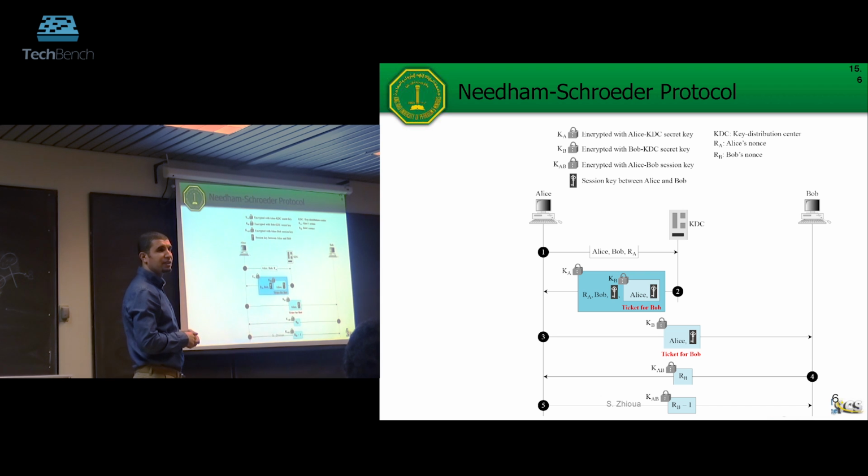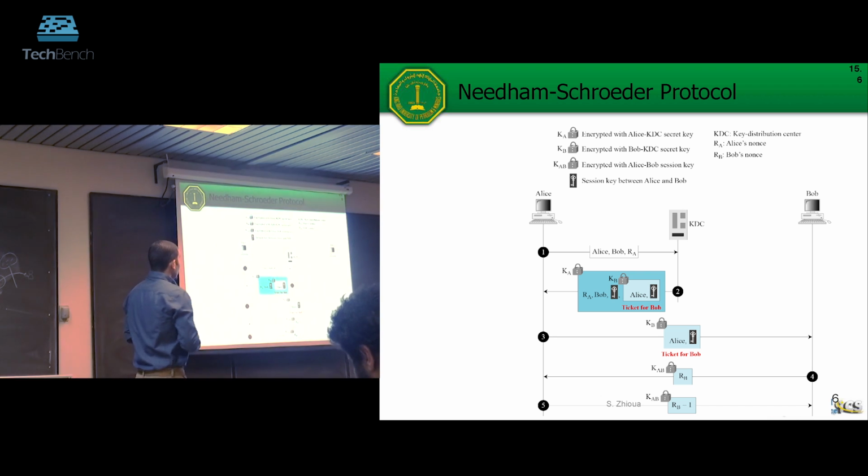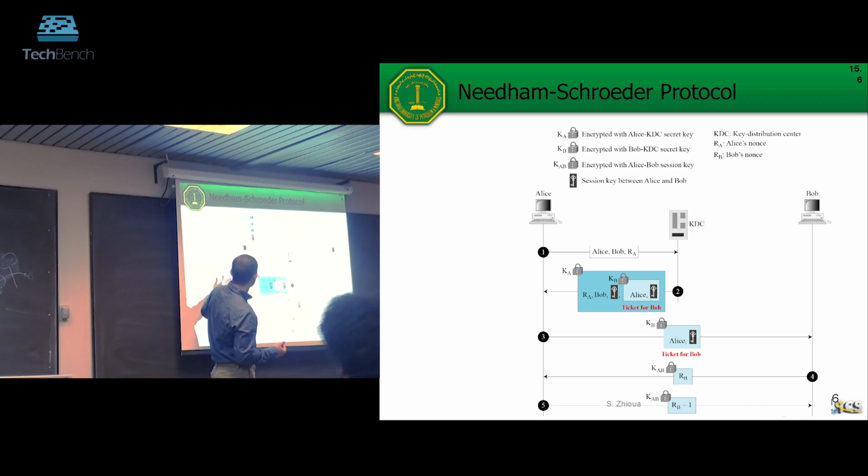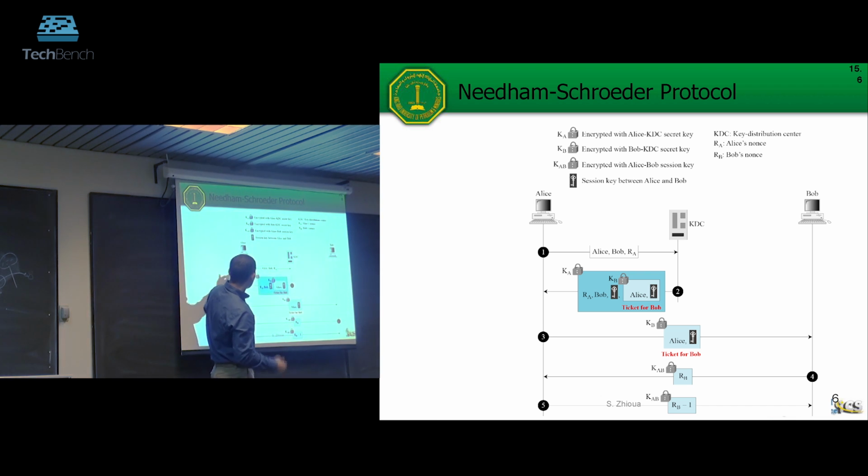I didn't understand how this provides freshness. Now this freshness, you have two freshness values, RA and RB. The second one or the first one, or both? You don't understand both? I don't understand where the freshness is coming from.